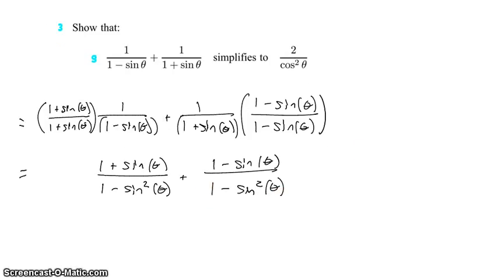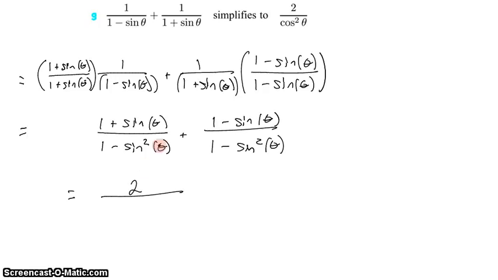Now what I have are two fractions with the same denominator, which allows me to add their numerators. 1 plus 1 is 2, and sine take sine is 0. So it's just 2 in the numerator. In the denominator stays the same, 1 take sine squared of theta. Now I have one fraction, like I have over here. The only trick left is to convert sine into cosine.